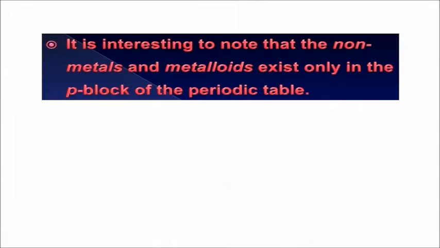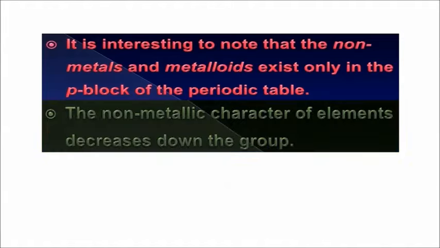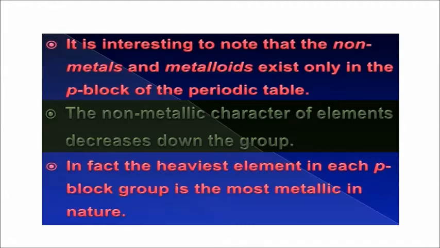It is interesting to note that the nonmetals and the metalloids exist only in the p block of the periodic table. The non-metallic character of elements decreases down the group. In fact, the heaviest element in each p block group is the most metallic in nature. This point you have to keep in mind: when we take a group of the p block elements, the last or the heaviest element in each group will be the most metallic in nature.